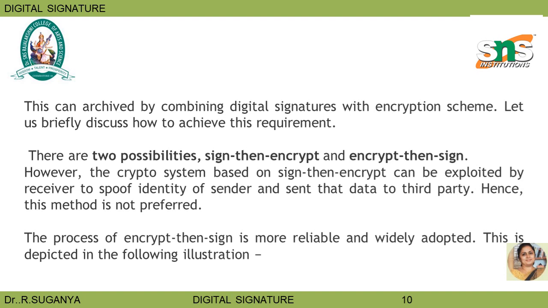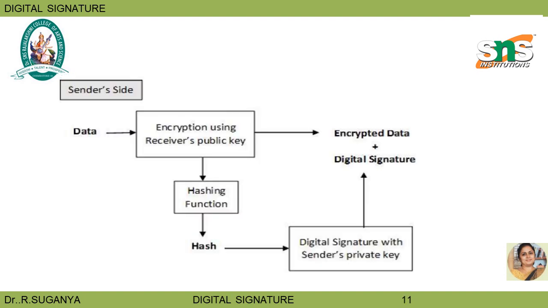We have two possibilities: sign then encrypt, and encrypt then sign. However, the cryptosystem based on sign then encrypt can be exploited by the receiver to spoof the identity of the sender and send that data to a third party. Hence this method is not preferred. The process of encrypt then sign is more reliable and widely adopted. This is depicted in the following illustration.